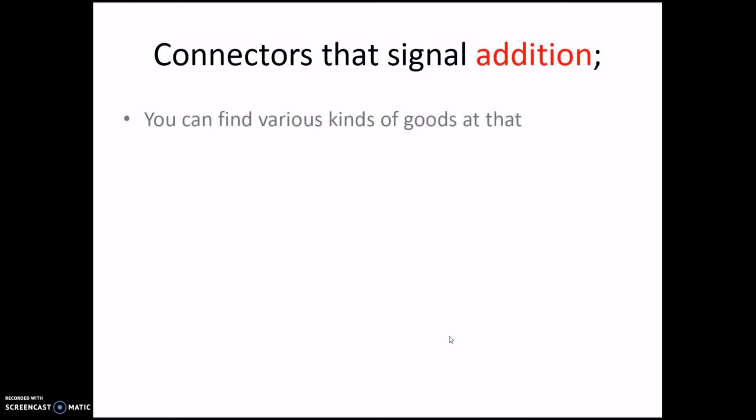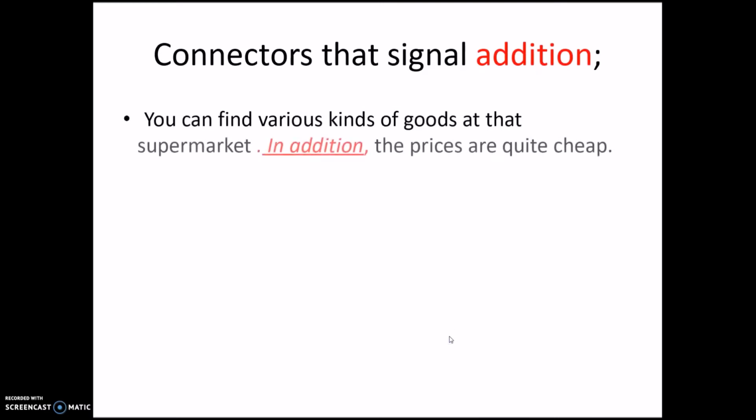Another connector that signals addition is in addition. You can find various kinds of goods at that supermarket. In addition, the prices are quite cheap. So you can use in addition at the beginning of the second sentence after a full stop here, or you can use it with a semicolon. Don't forget to add a comma here after in addition.